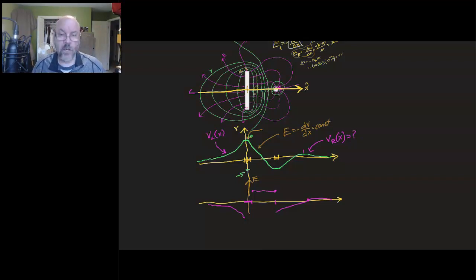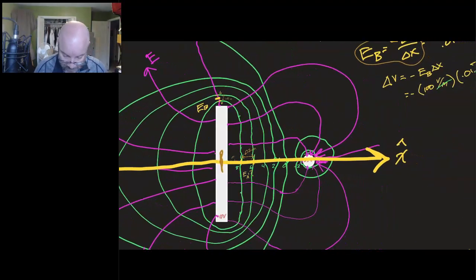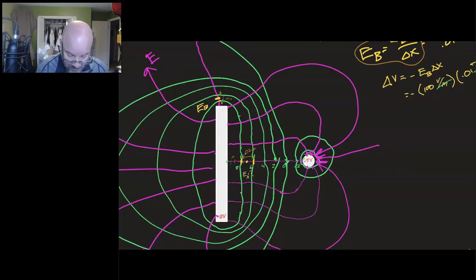All right, so one more thing I want to talk about here, and that is early on, I said that this thing was a conductor. It's a piece of metal.